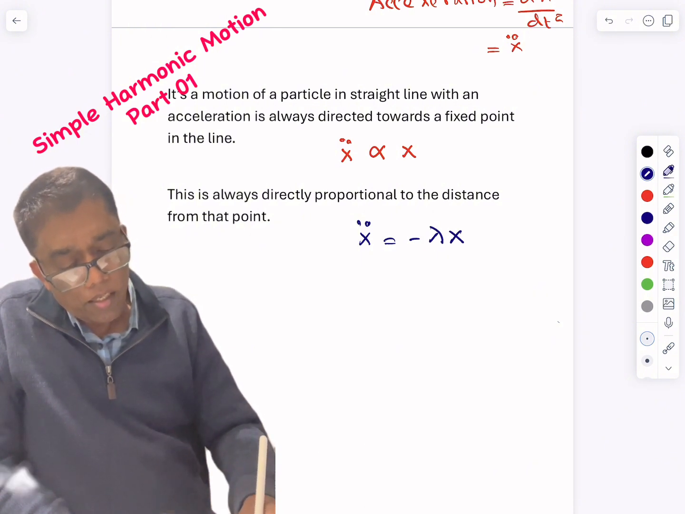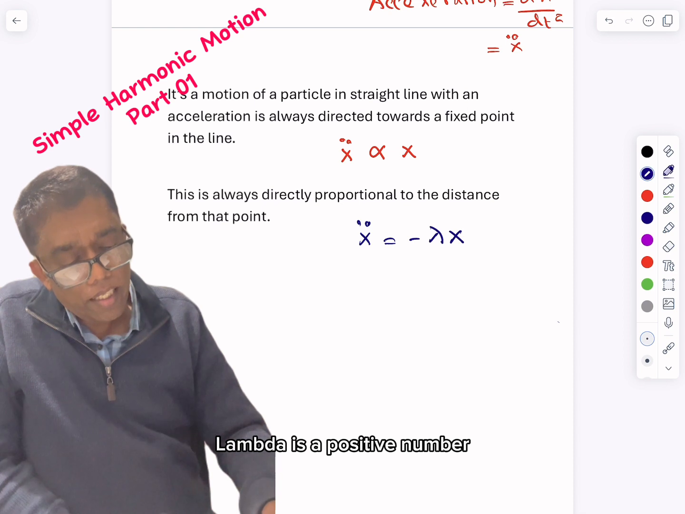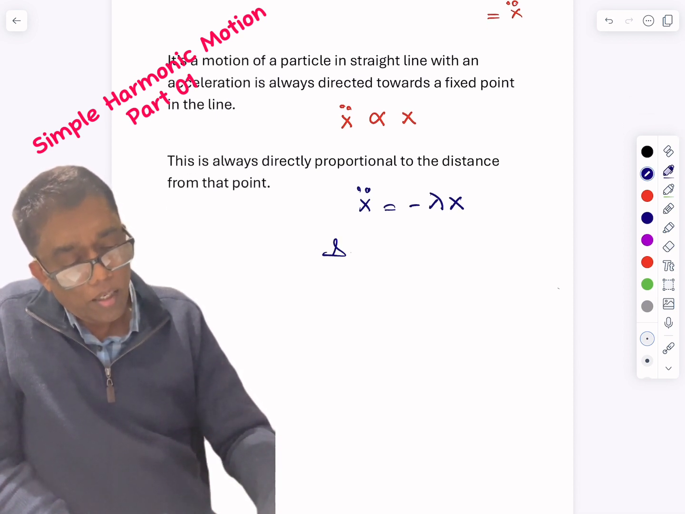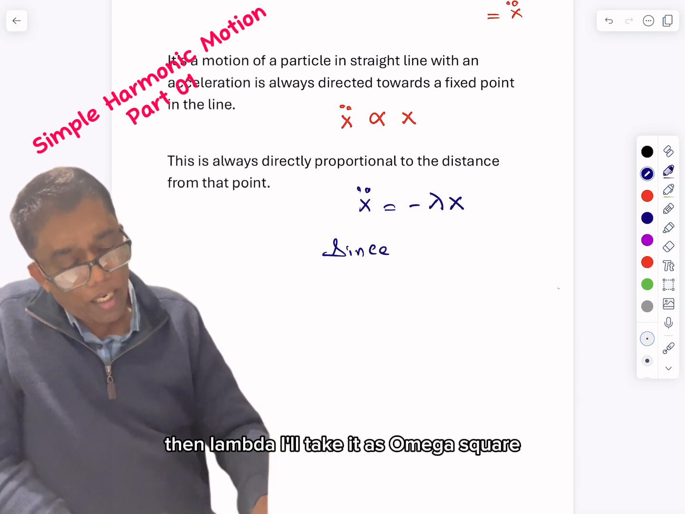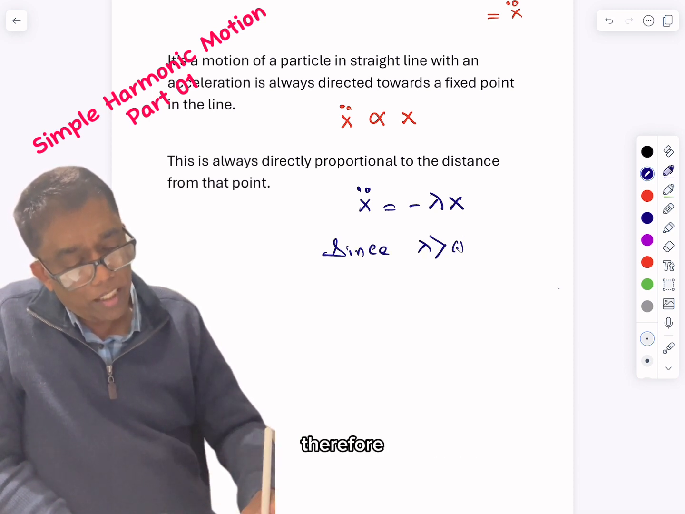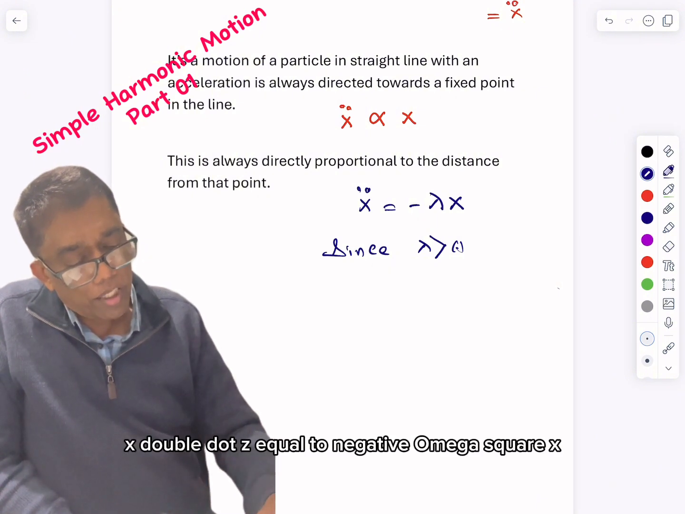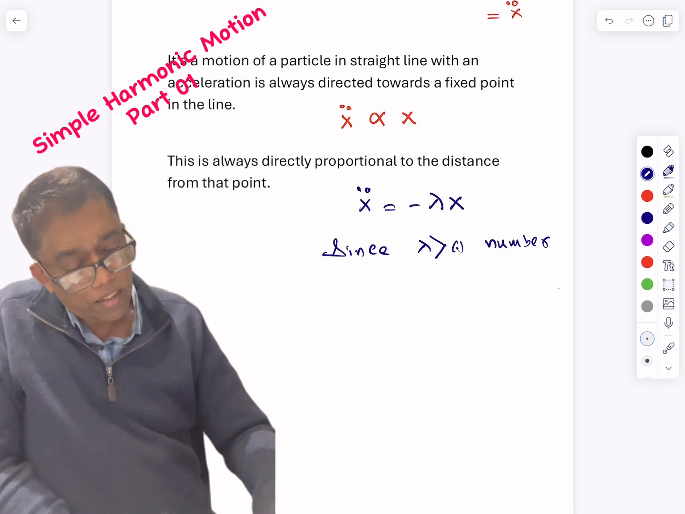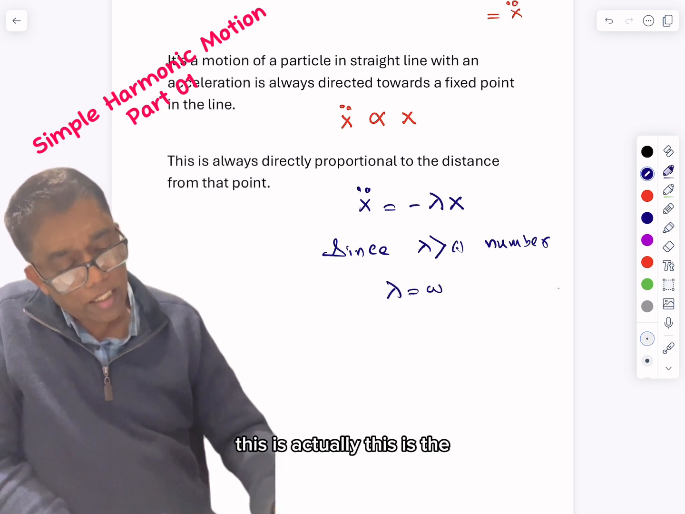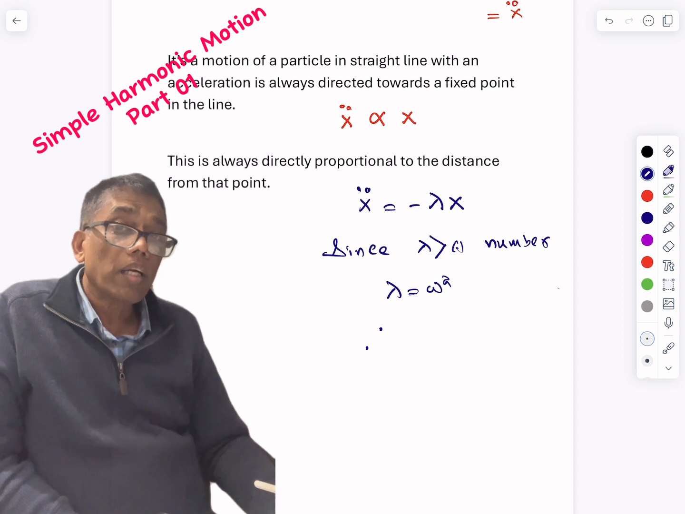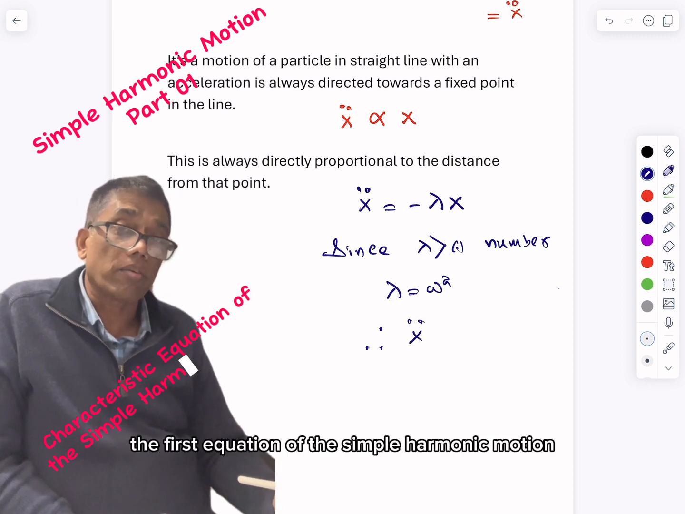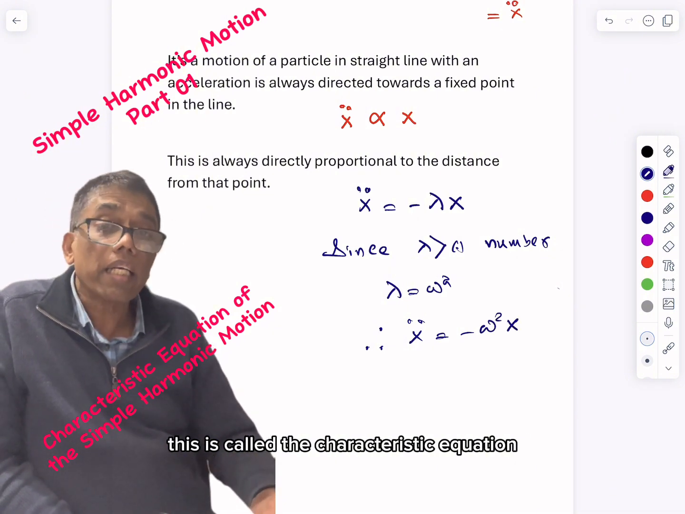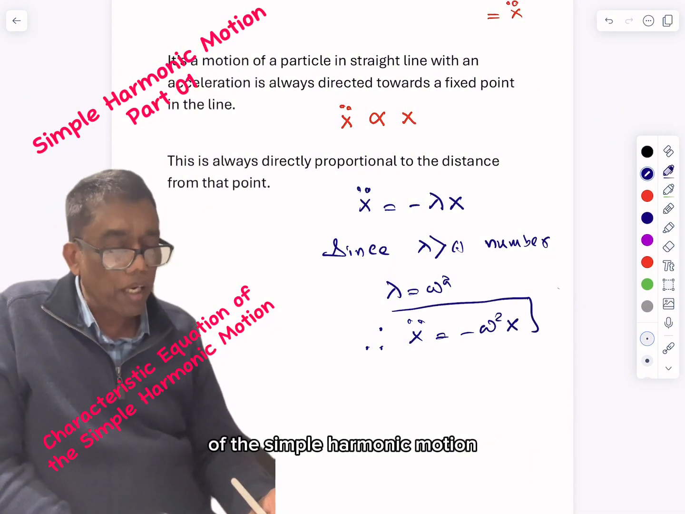Since lambda is a positive number, I'll take lambda as omega square. Therefore, x double dot is equal to negative omega square x. This is the first equation of simple harmonic motion. This is called the characteristic equation of simple harmonic motion.